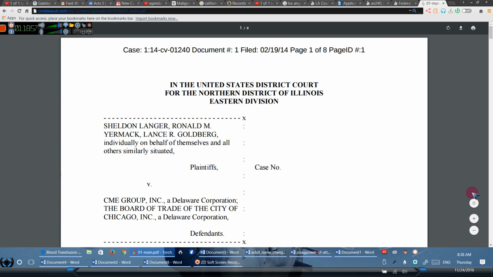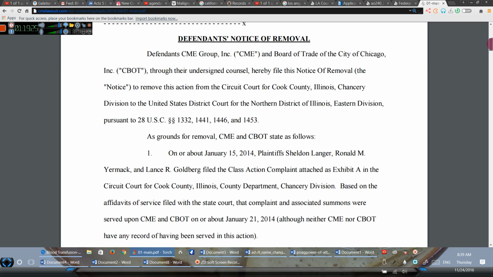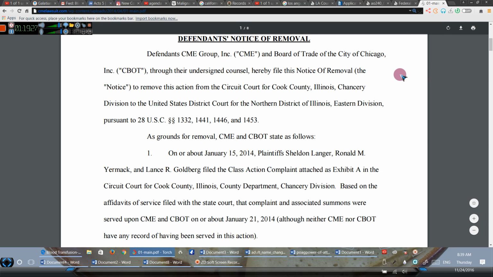You all may not understand what's going on here, so I'm going to explain this to you. You see this person, and this person? These are individuals. They're coming on behalf of themselves without an attorney. These are the plaintiffs. And this is the CME Group Incorporated. Okay? And they're suing the Board of Trade for the City of Chicago. So these individuals, the defendants, are doing a notice of removal. I want this. Do you know why I want this?